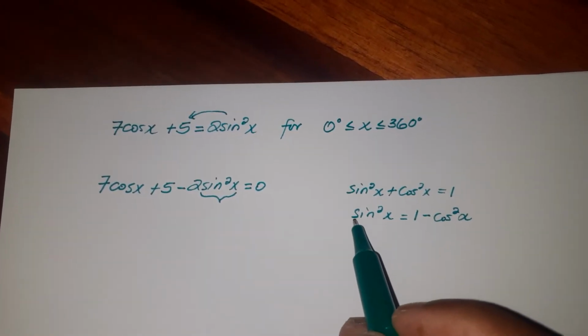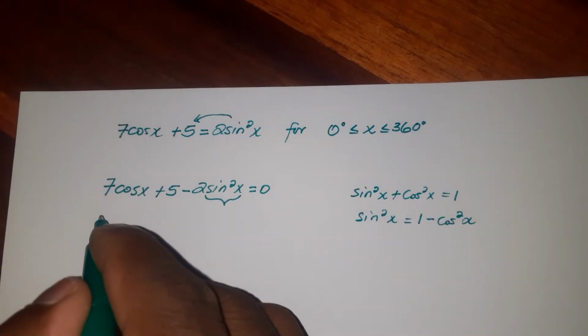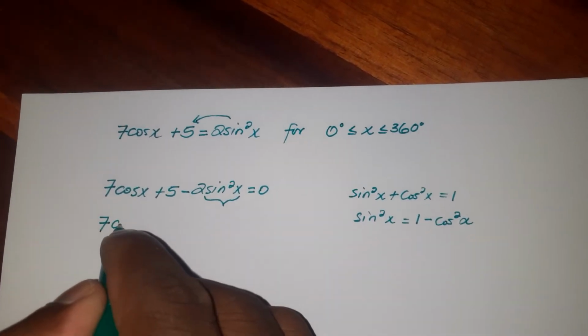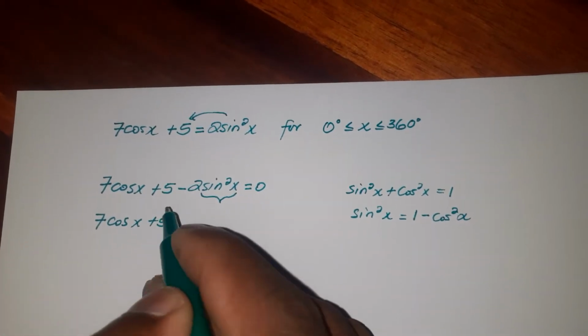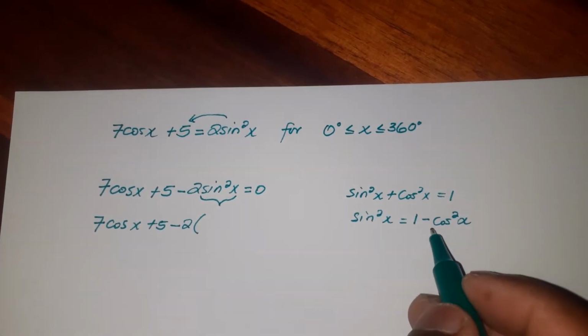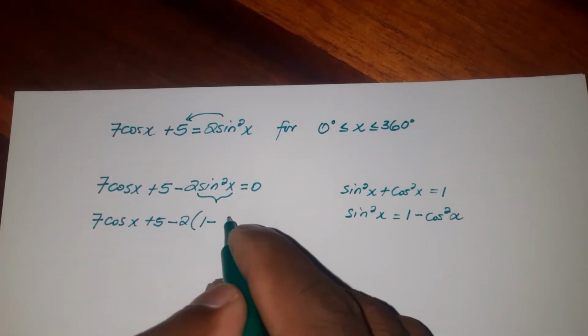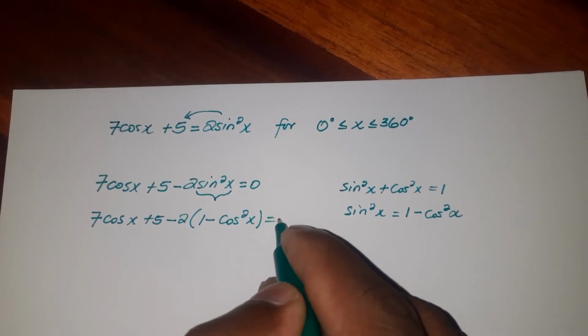So what is equal to sine square x is what you are going to write in the place of sine square x. Then you are going to have 7 cosine x plus 5 minus 2. In the place of sine square x, we write that, which is 1 minus cosine square x equal to 0.